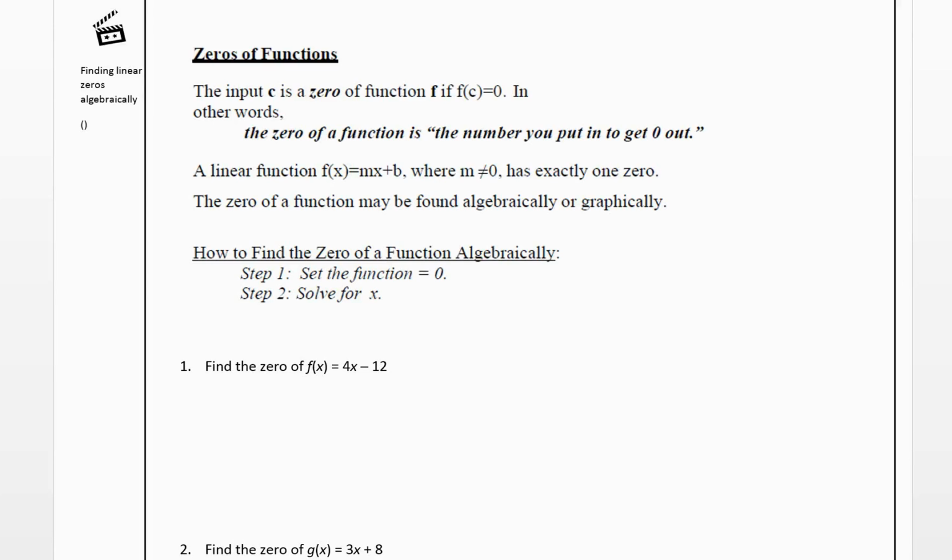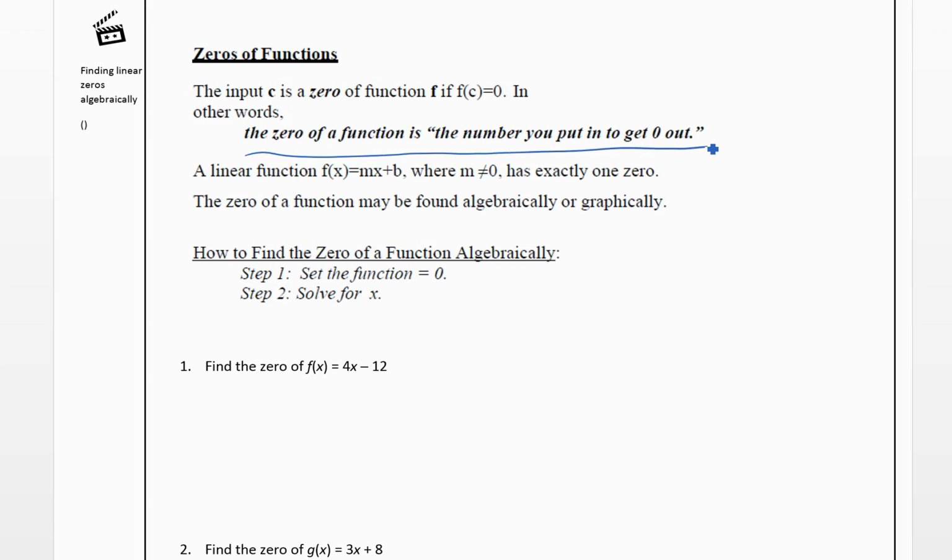Now we're going to talk about zeros of functions, okay? And we're going to start with linear functions, but when we define a zero, it'll actually be true for all functions. So we say the input c is a zero of a function if when you put it in, you get out 0, okay? So the important thing here, the zero of a function is the number you put in to get 0 out, okay?